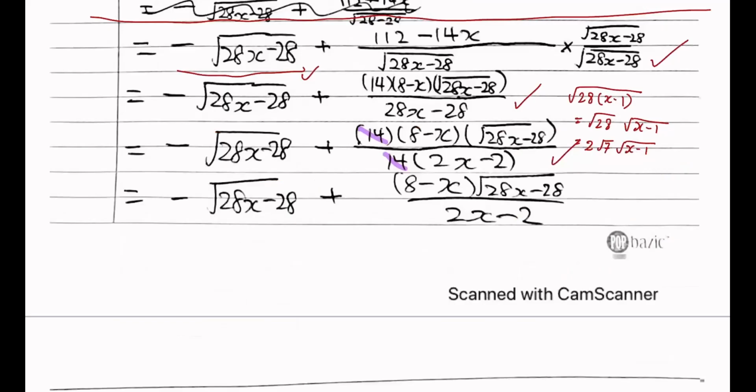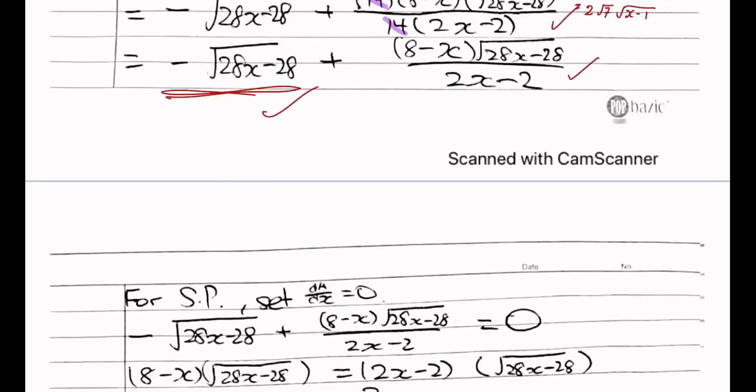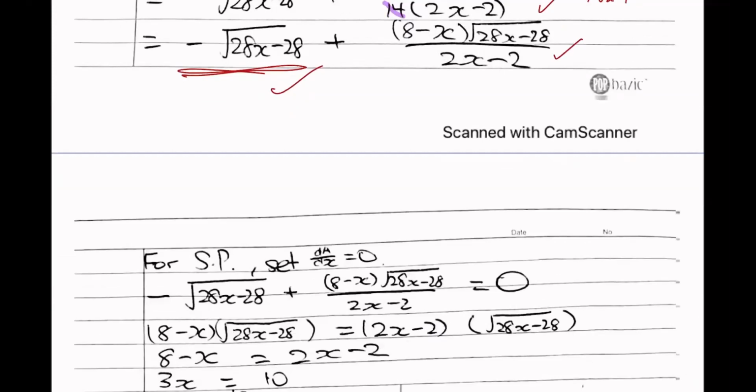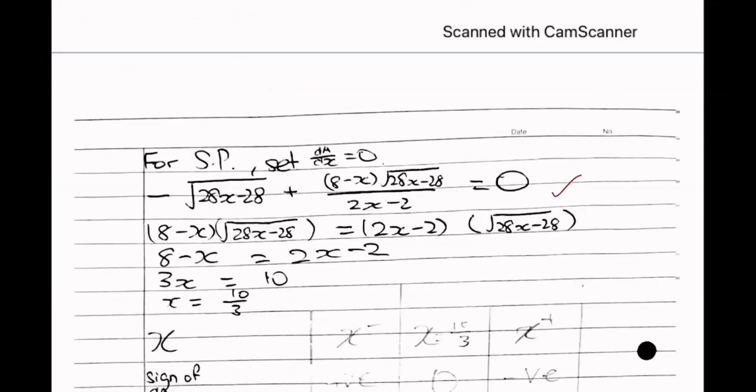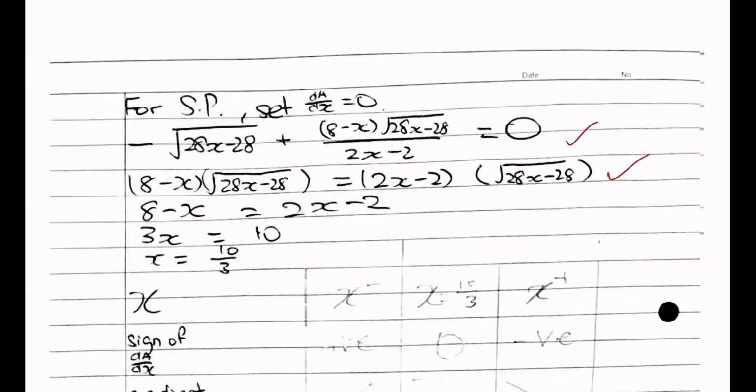Next one. Okay, cancel off and you simplify to get this. The left side, just copy it down all the way. Fine. Next one. For a stationary point, equate to 0. Good. So this equal to 0. Yes. Multiply by 2x minus 2. Oh, no. This term bring over first. Then you multiply by 2x minus 2. Correct. Next one. 8 minus x equals 2x minus 2.